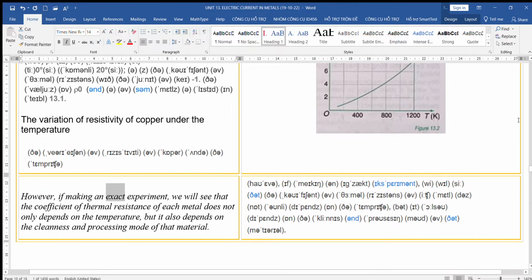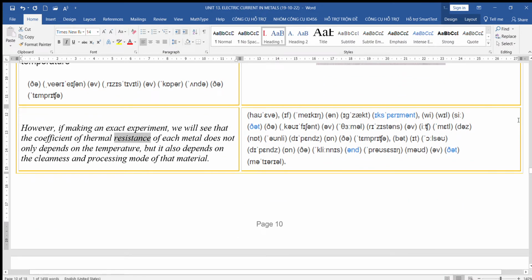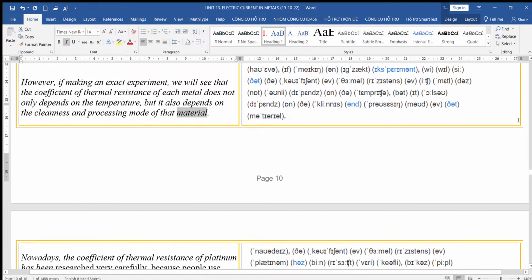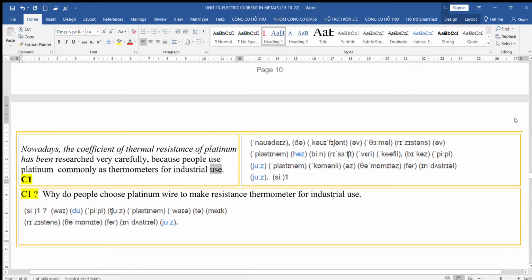However, if making an exact experiment, we will see that the coefficient of thermal resistance of each metal does not only depend on the temperature, but it also depends on the cleanness and processing mode of that material. Nowadays, the coefficient of thermal resistance of platinum has been researched very carefully, because people commonly use platinum as thermometers for industrial use.